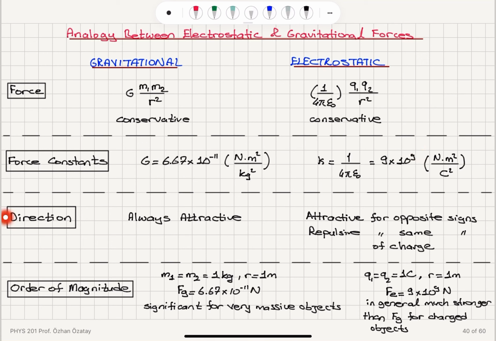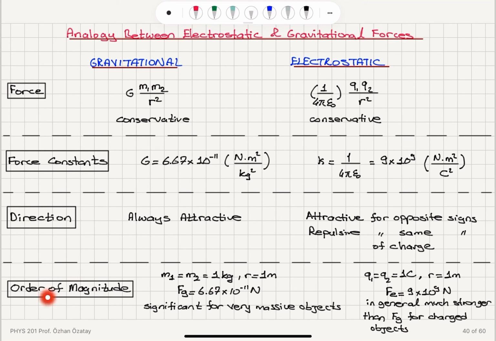As for the direction of the force, for the two masses M1 and M2, the gravitational force between them is always attractive. For two charges Q1 and Q2, whether the force is attractive or repulsive depends on the sign of the charges. For opposite signs, it's attractive. For charges with the same sign, it's a repulsive force.